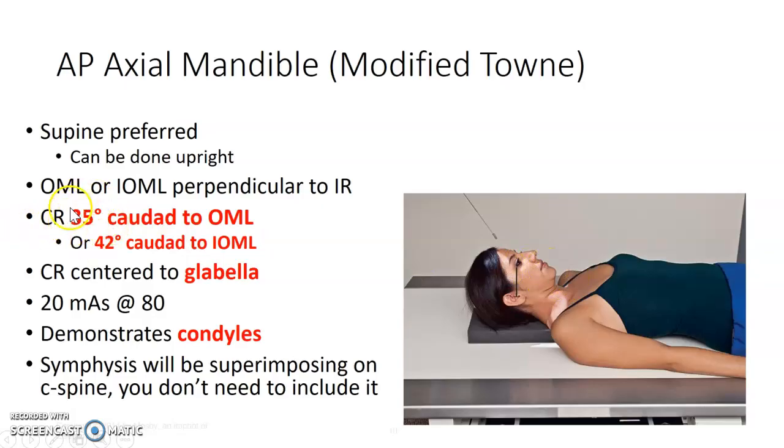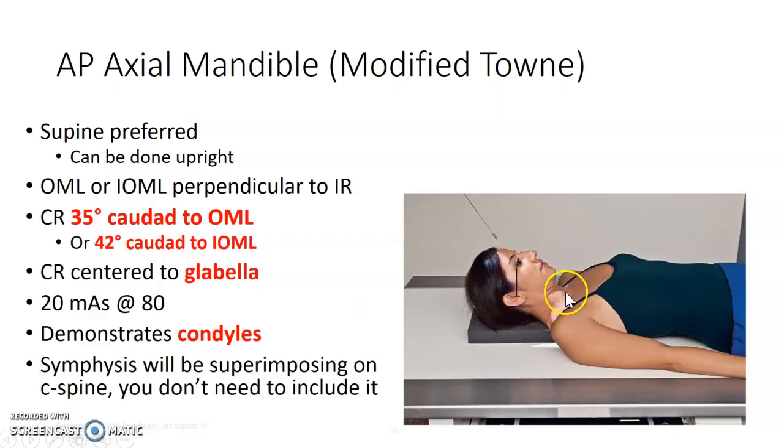The degree angle is 35 caudad to OML and 42 caudad to IOML. So again, this is how I remember it. Higher degrees, more letters. So 42 for the IOML. Central ray is directly to the glabella. And this one is really focused on the condyles. So I don't want to see light way down here.